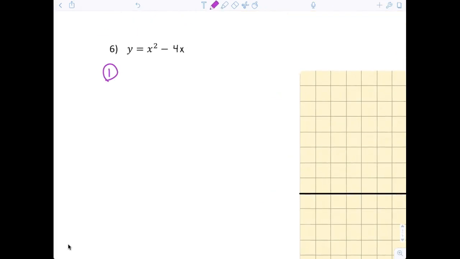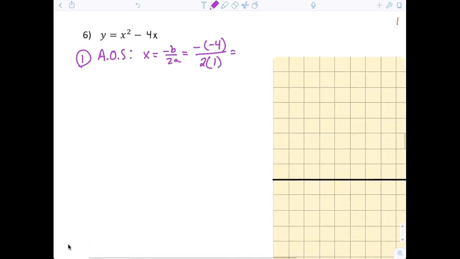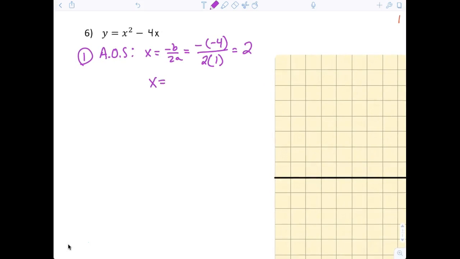Step 1, axis of symmetry. X equals negative b over 2a. Now some of you made a mistake on this. It's negative, then what? Negative 4, which becomes a positive, over 2 times what? 2 times 1. So then negative makes a what? Positive. So it's 4 over 2, which is just what? 2. So everybody has x equals 2. If you got that part right, you give yourself a little check. You're 1 out of 4 so far.